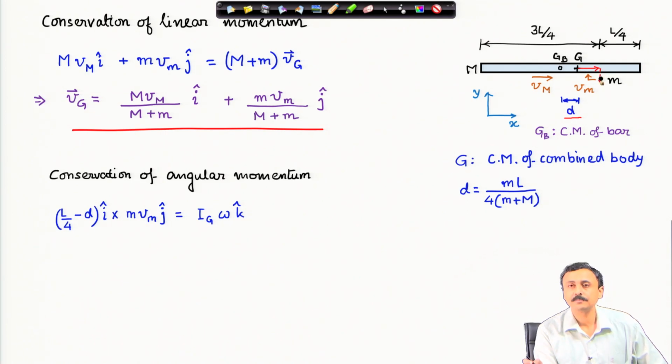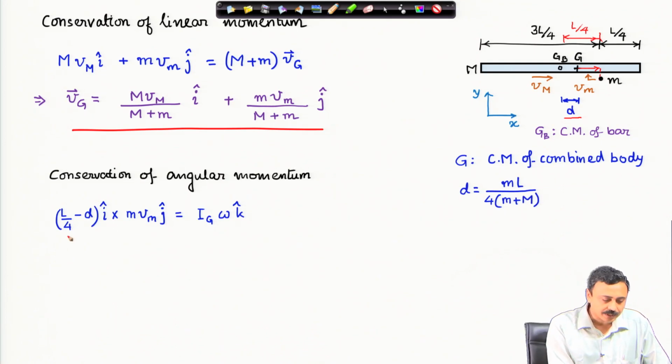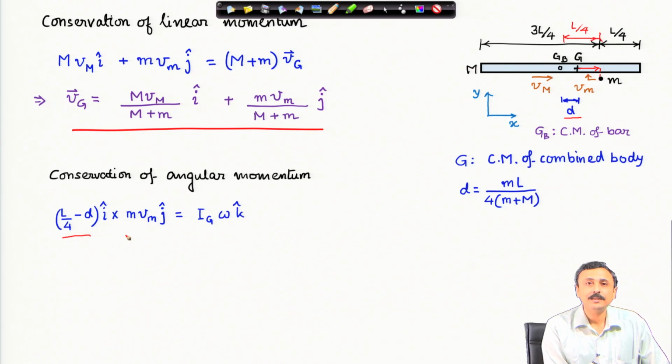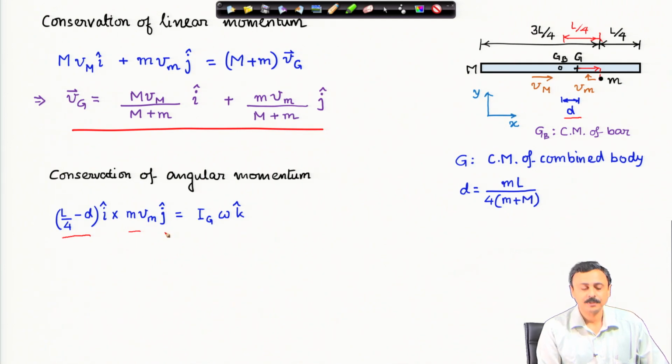This is the arm, and this arm is nothing but L by 4. Therefore, this arm becomes L by 4 minus d in the I cap direction. L by 4 minus d, this is the arm, cross the linear momentum of the particle, which is m times v sub small m j cap.